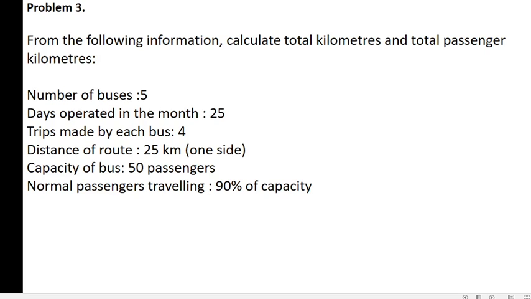From the following information, calculate total passenger kilometer and total kilometers. Number of buses is 5. Days operated in a month is 25. Trips made by each bus is 4. Distance of the route 25 km, that is on one side. Capacity of the bus is 50 passengers. Normal passengers traveling is 90% of the capacity.